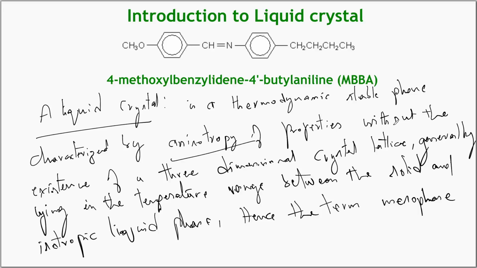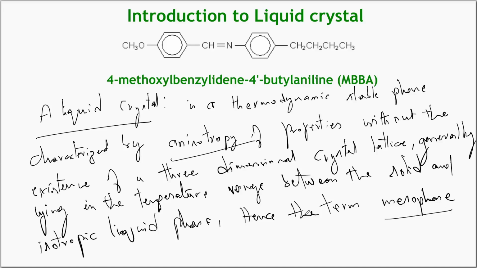Anisotropy of properties without the existence of three-dimensional crystal means these are an intermediate state between the crystal and the liquid. Liquids are generally isotropic. These materials exhibit anisotropy and they do not have a three-dimensional crystal lattice. This is an intermediate phase between that of the solid and the liquid, hence they are also called mesophases.